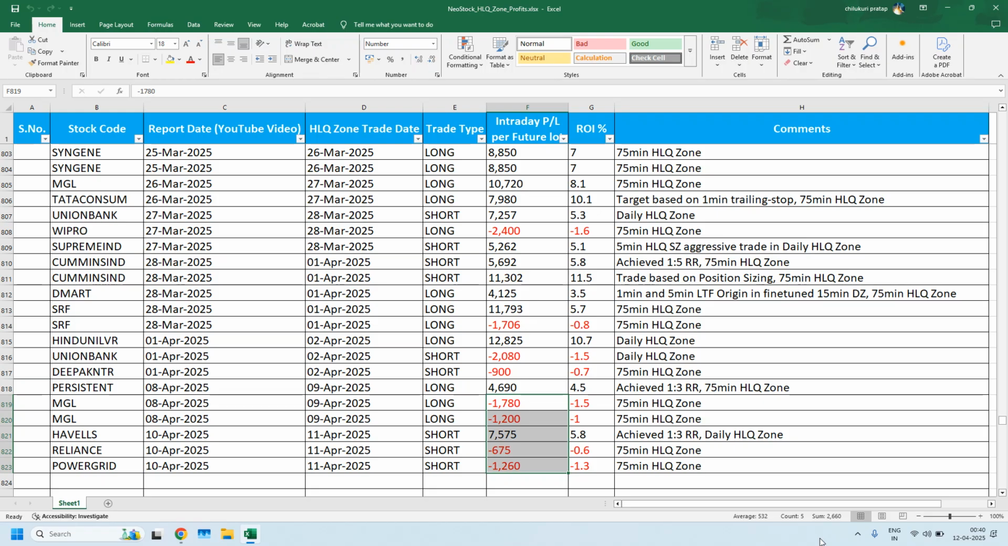These are the statistics we have seen in HLQ zone analysis videos all these days. For the first time you have seen 5 stocks, 4 stopped out, only 1 successful. Even then you are in profit. See here, we are in profit, 2,660 rupees profit out of 5 trades. 4 stopped out. Why? What is the reason? Because of the risk management we are applying in our system.